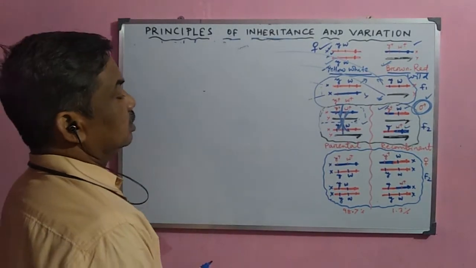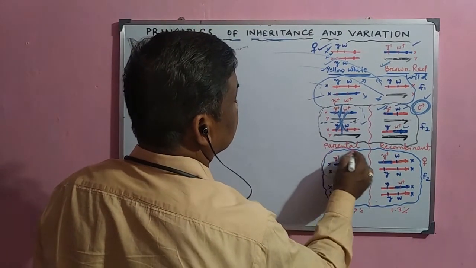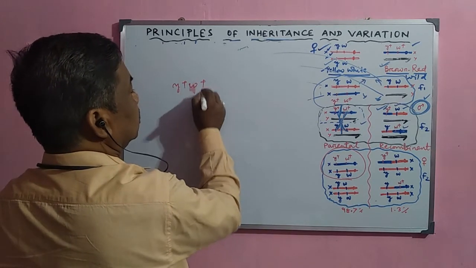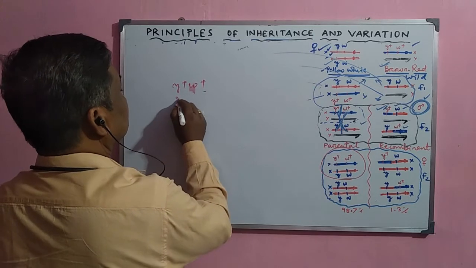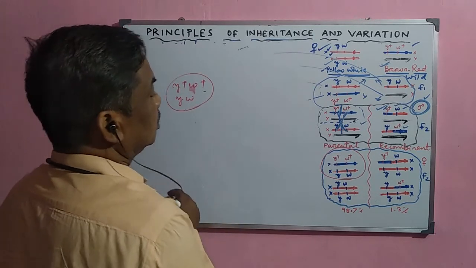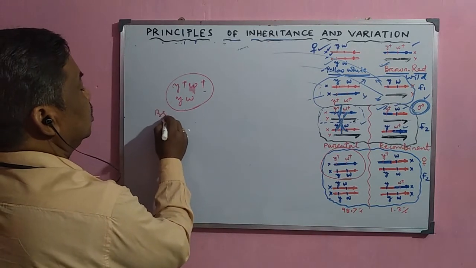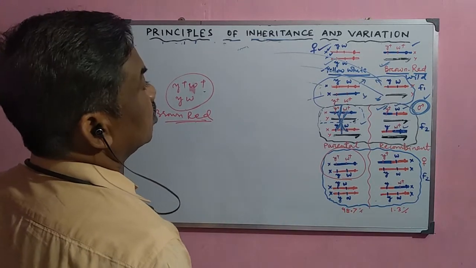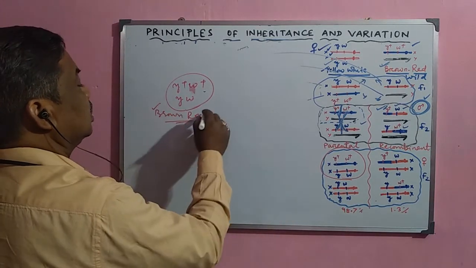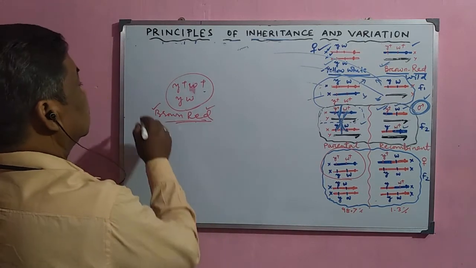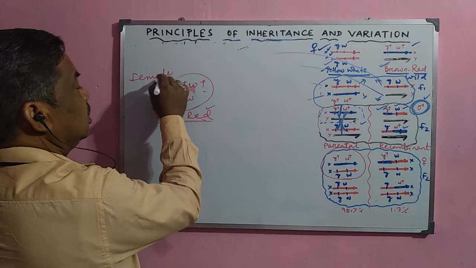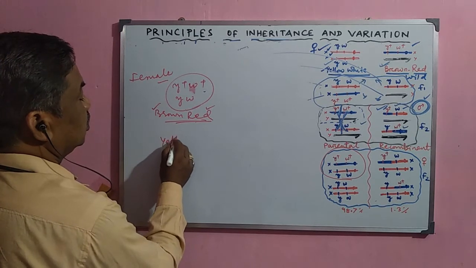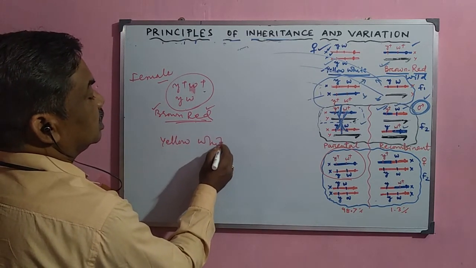In case of female, the parental combination, that is your Y plus W plus, and the another one is your YW. So this type is called your brown red type, and these brown red females were the parental type, this brown character and red character, both are observed here in case of this female. Now another female which was purely yellow, and white character is a recessive one.